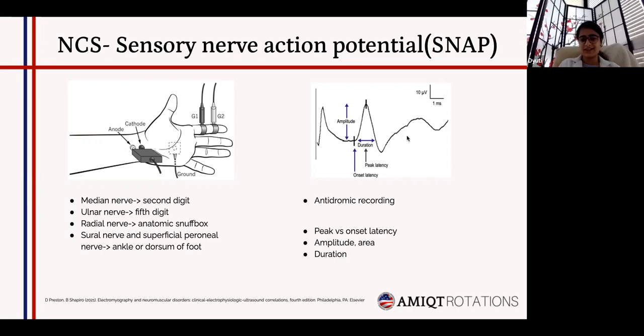which is very important because the sensory nerve action potential is already very low in amplitude and subject to noise. And we measure the same parameters here as in a motor nerve conduction study, and they mean the same things. The one additional parameter that we use here is the peak latency.